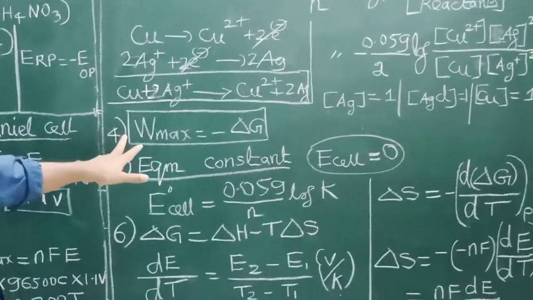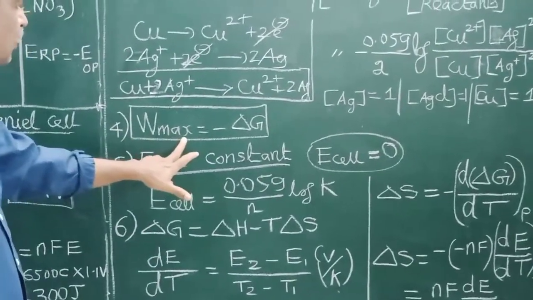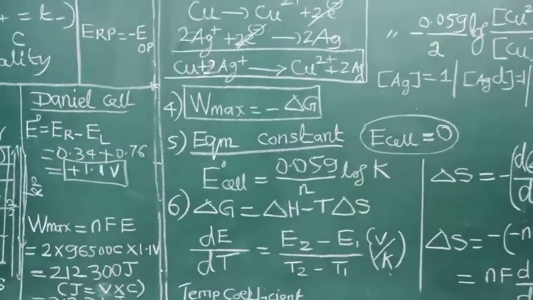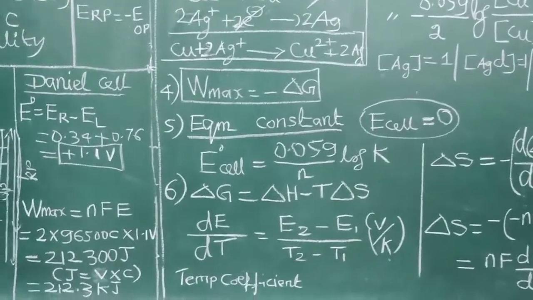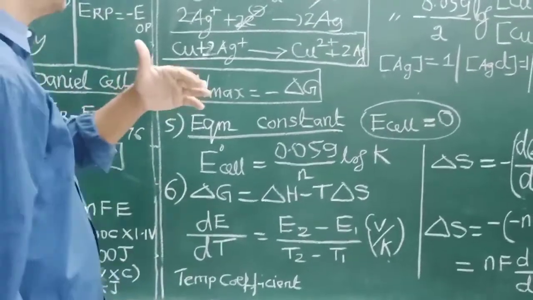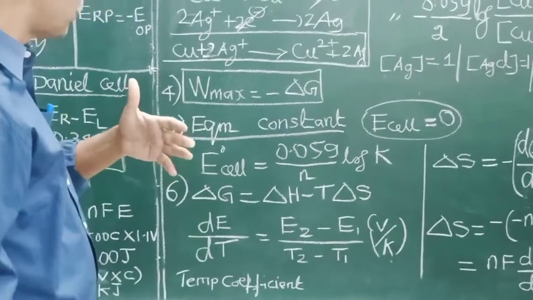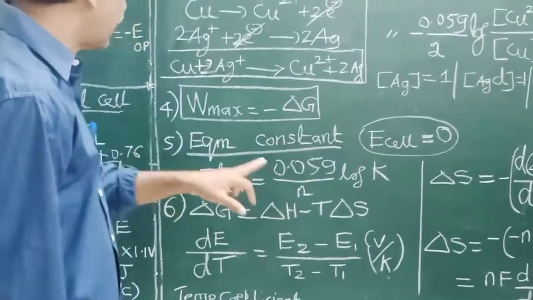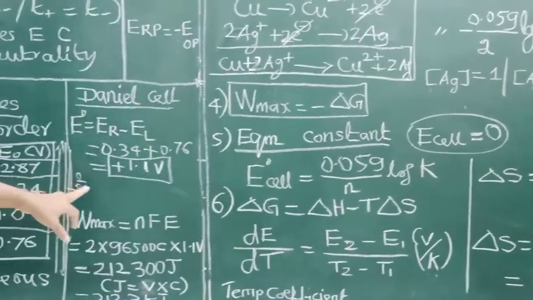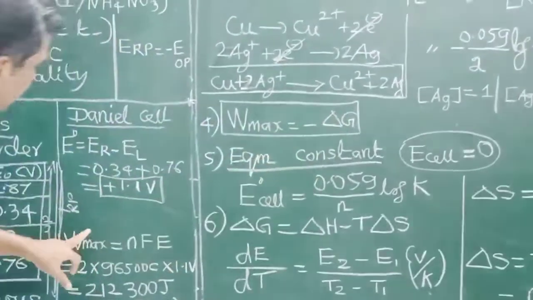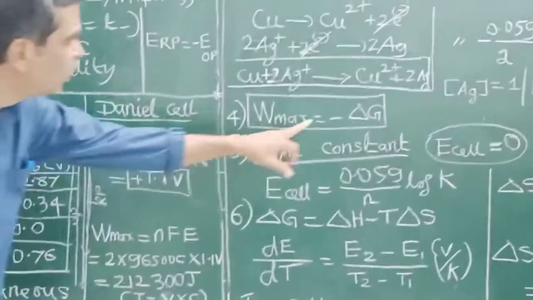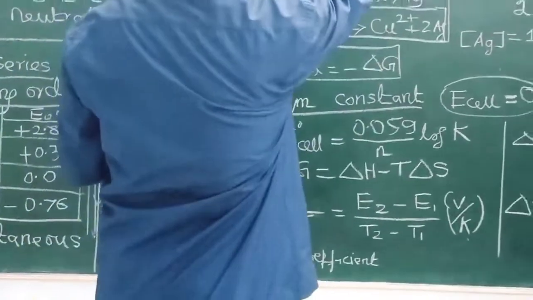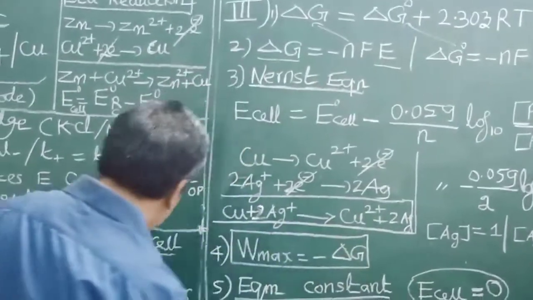Okay, next, maximum work done. What is the work done? For example, the cell produces energy. How much energy, how much work does it produce? Therefore, minus delta G. It is given again by thermodynamics. We can calculate, for example, for the Daniel cell, Wmax equal to nFE, delta G equal to minus nFE. Therefore, it will be plus.